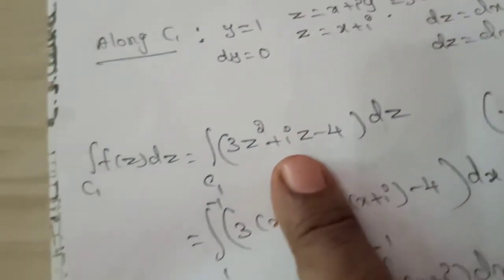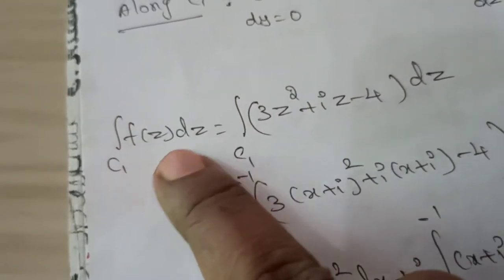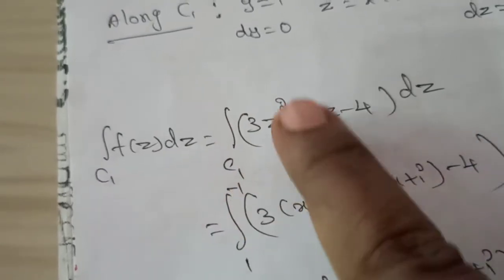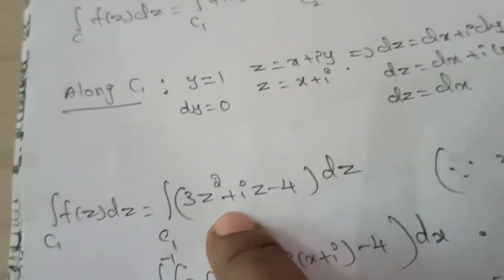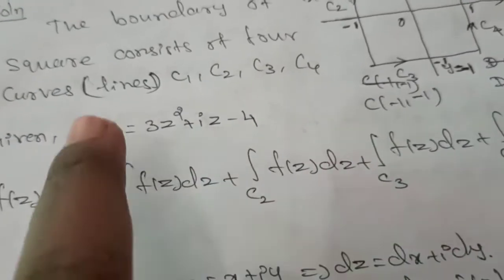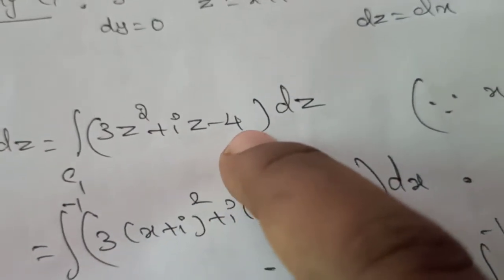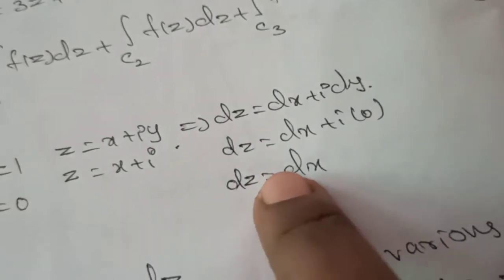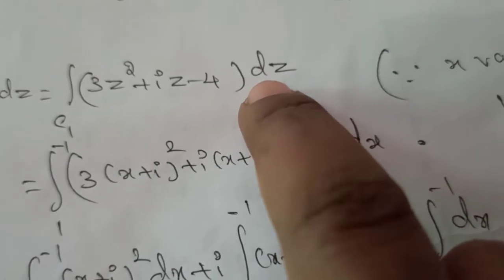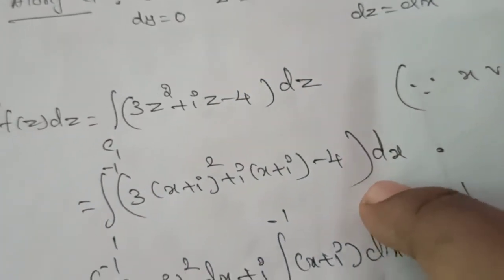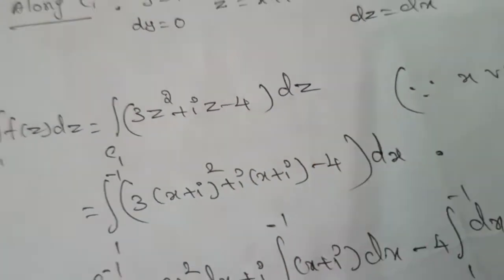Next, take the line integral. First find the integration of C1 f of z dz, which is equal to integration of C1, then substitute the f of z and dz values. F of z is given in the problem as 3z square plus iz minus 4, and dz becomes dx.